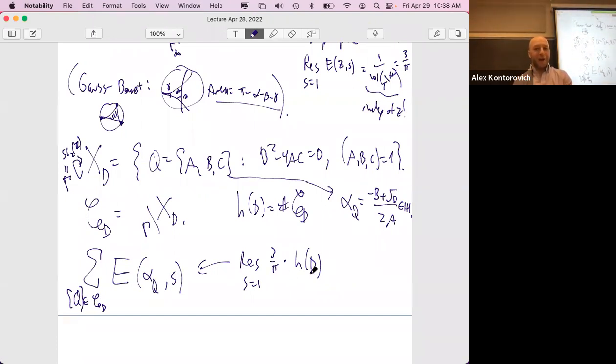Okay, so the residue is just how many points there were in the contribution times that constant. The residue at s equals 1 equals this thing. The residue at s equals 1 of this expression. How do we turn it into a sum over their classes? We just said, look at this thing.